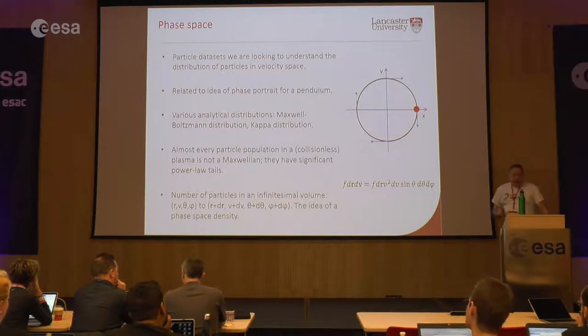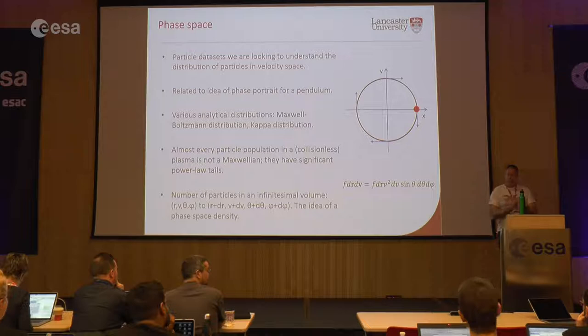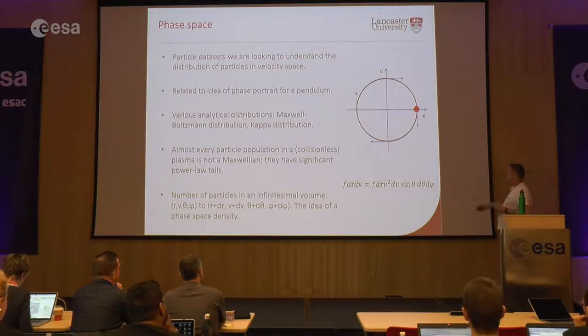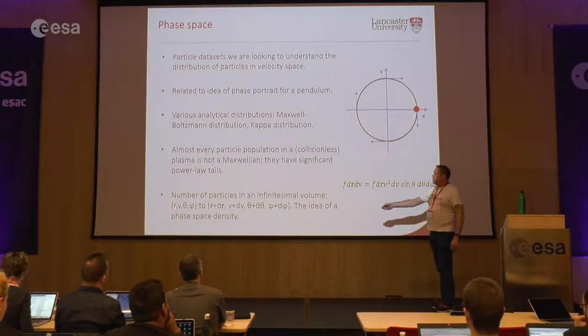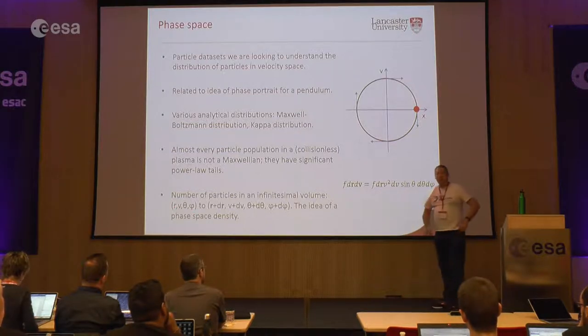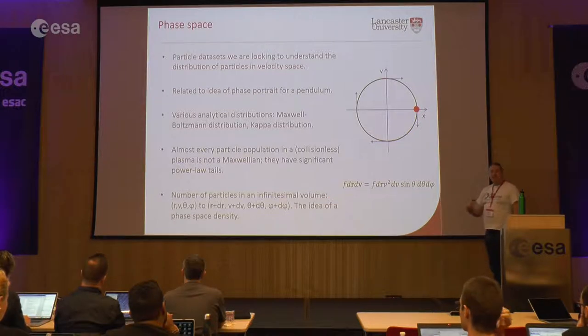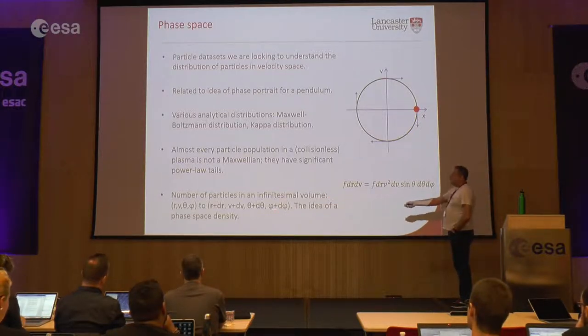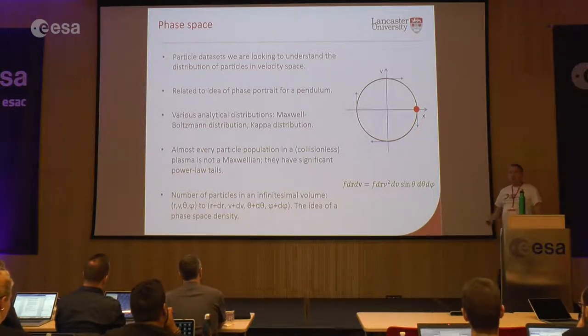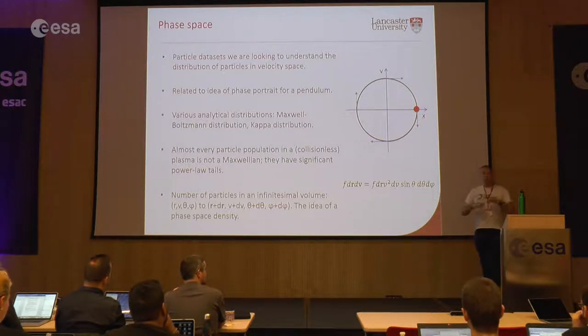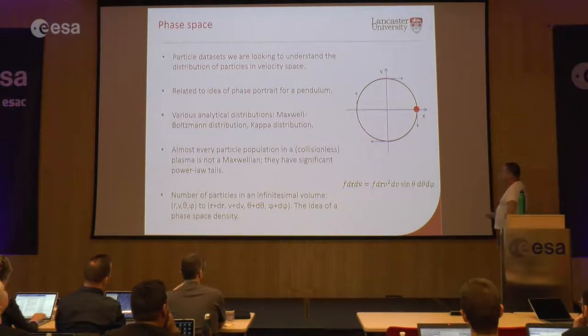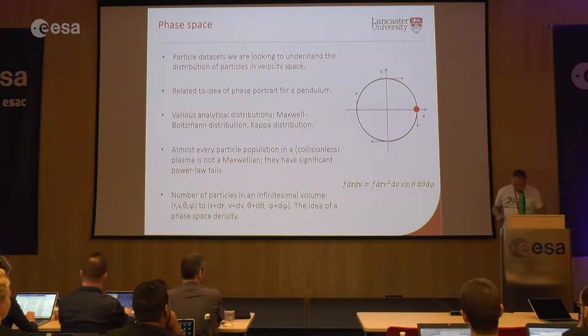Ultimately, the thing that we're measuring is the number of particles in some infinitesimal volume in phase space. If I express this in terms of a position and then three components of a three-dimensional velocity vector expressed in spherical coordinates, I will be seeking to measure the number of particles in this infinitesimal volume. This gives us the idea of a phase space density: the number of particles per unit volume in phase space. And that's ultimately the thing we're measuring. We can express that where F here is the actual velocity distribution of the particles, with our two differential elements and re-expressing the dV in spherical coordinates.